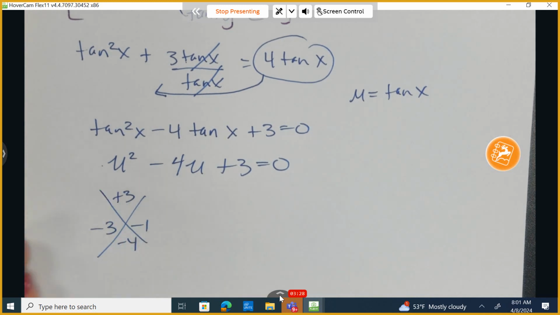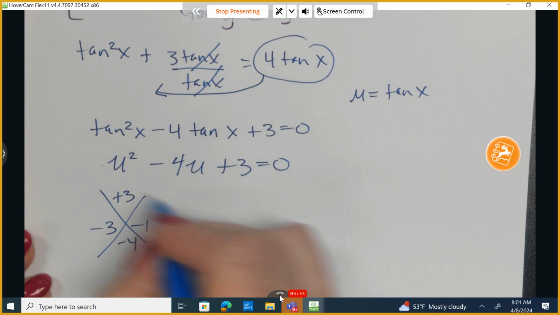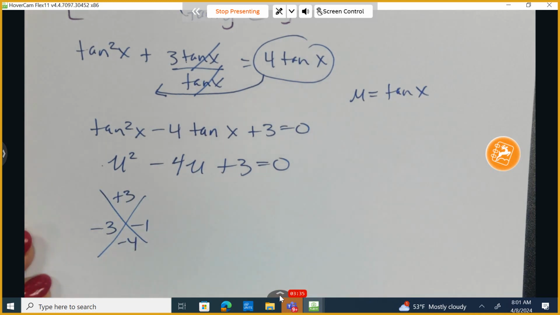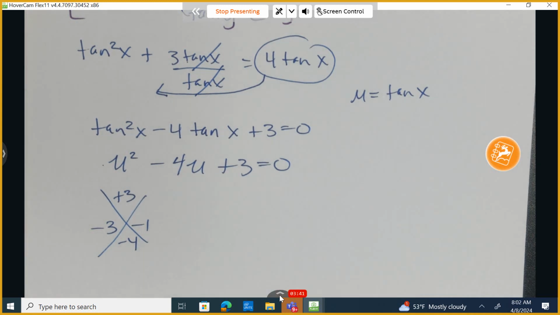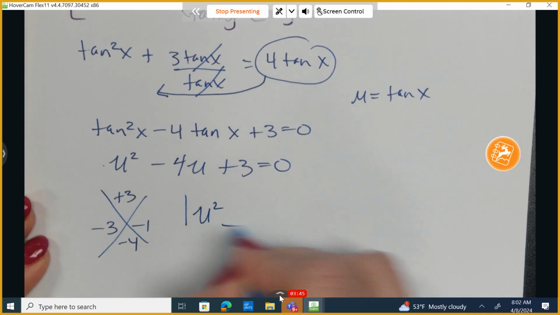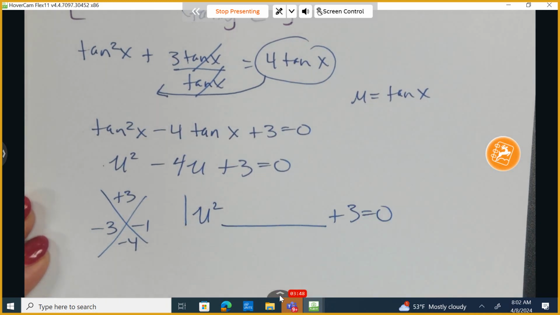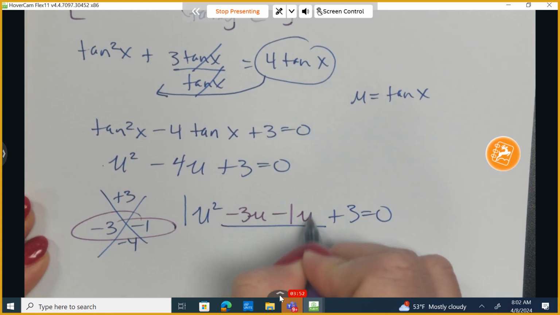Now this has a leading coefficient of 1, so I can be kind of lazy here. You know what? I don't want to be lazy for you. I want to show all of my steps. So most of you, all the way back in September, preferred to use the AC plus B method to factor. There's more than one way to factor and do it correctly, so I'll do it the long way here, but we have 1u squared plus 3 equals 0. Now in these two positions, I'm going to go minus 3u, minus 1u.